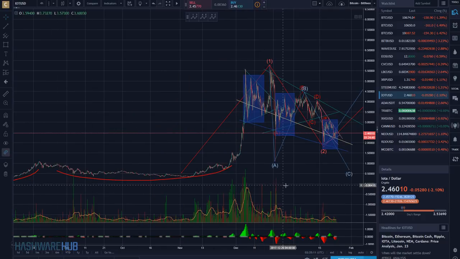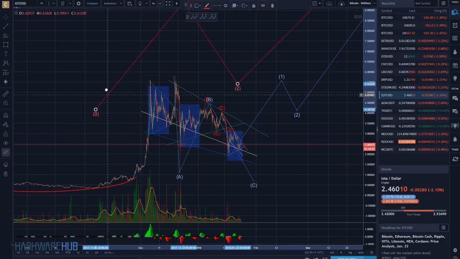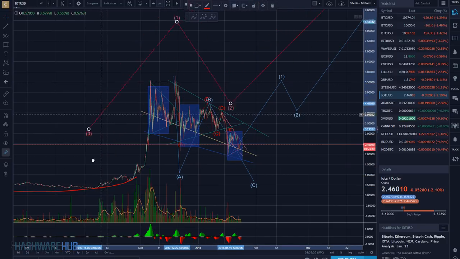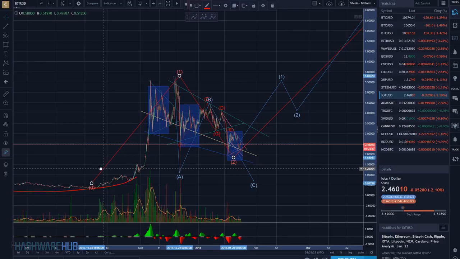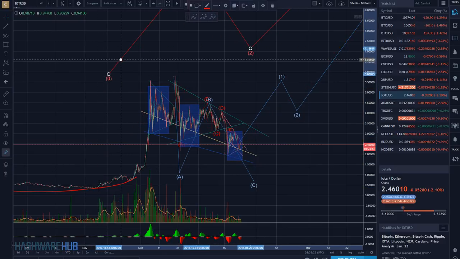So we have this big overreaching Elliott Wave. We're not going to talk about this right now, but let's get this out of the way.